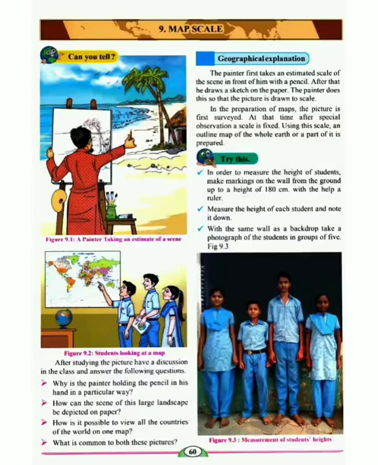Geographical explanation. The painter first takes an estimated scale of the scene in front of him with a pencil. After that, he draws a sketch on the paper. The painter does this so that the picture is drawn to scale. In the preparation of maps, the picture is first surveyed. At that time, after special observation, a scale is fixed. Using this scale, an outline map of the whole earth or a part of it is prepared, right? What was the painter doing?